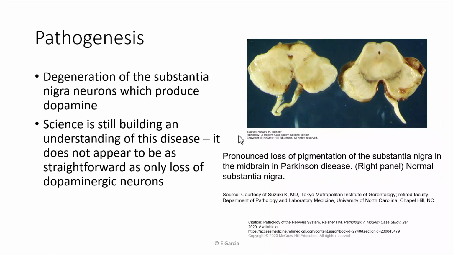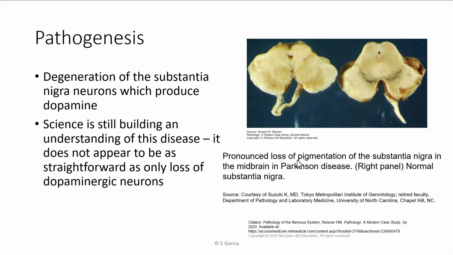Pathogenesis, what's actually happening, this is degeneration of a basal ganglia structure called the substantia nigra. Neurons in there produce dopamine. So if you take a look at the image here, see the dark bit here? That is the death of those neurons. So this is the basal ganglia, and this here is the substantia nigra neurons. So that's what you're seeing here.